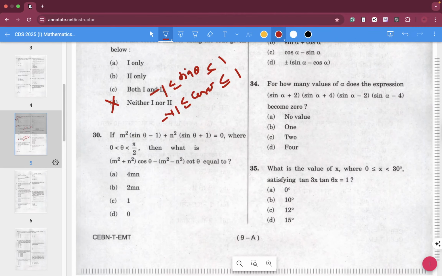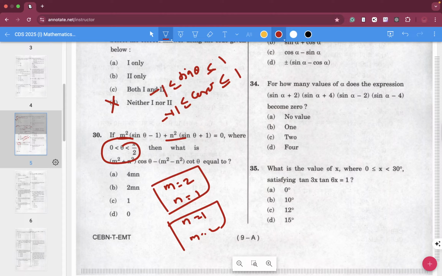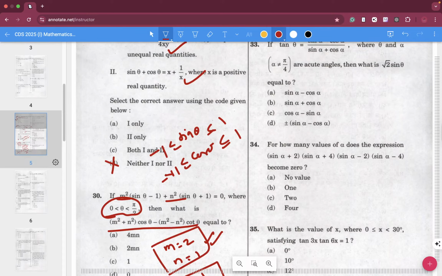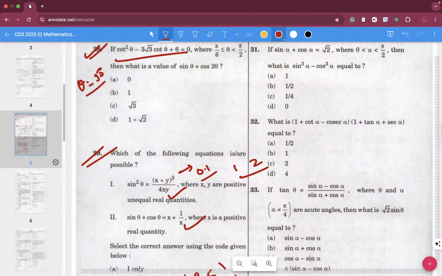In this particular question, we carefully substituted the values m is equal to 2 and n is equal to 1. If you substitute n is equal to 1 and m is equal to 2, you will get the sine theta value as negative, but the sine theta value cannot be negative, because of what they have given in the question. So we smartly thought through this substitution, m is equal to 2 and n is equal to 1, and put it in the equation. We got the value of sine theta, I think 3 by 5 or 4 by 5, and then we found the value of cos theta and cot theta, and then we solved it.